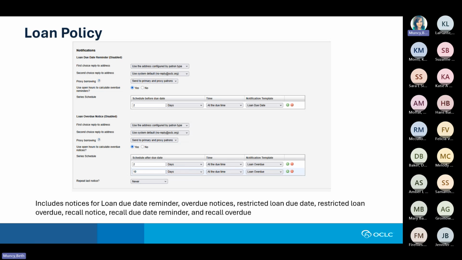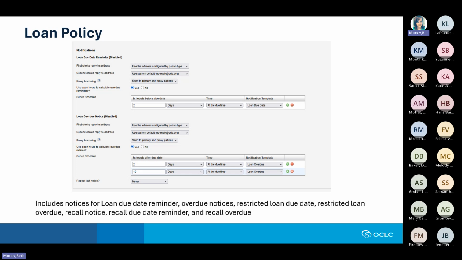Now, on the loan policies, this has gotten pretty big as far as notification application goes. There are a lot more notifications that you'll be able to apply, and there are also a couple new loan type changes that happened based off of the smart recalls that came through at the end of May. For notices for loan policies, you'll be able to apply a loan due date reminder, the overdue notices, restricted loan due date and loan overdue notices, which I'll talk about here in just a second, recall notices, recall due date reminders, and then recall overdue.